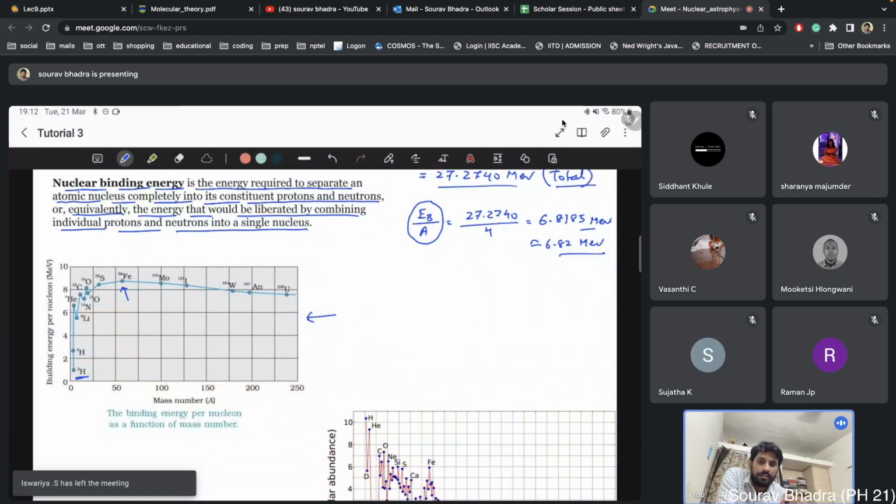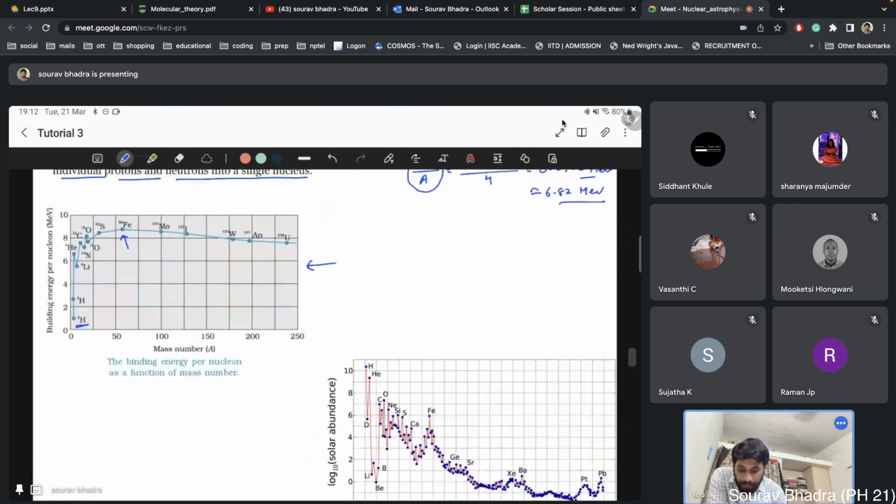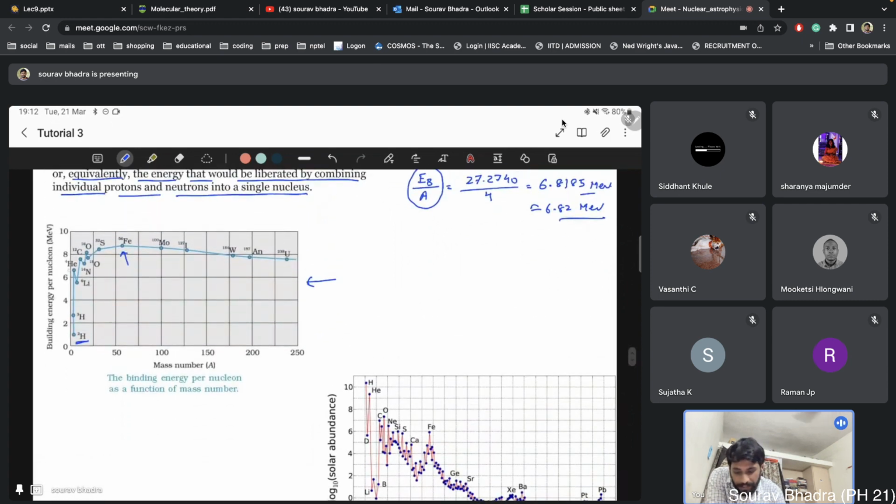That's why this is the most stable element, and there are also some other peaks. You can see these peaks. All these peaks are at particular numbers. The peak is at helium, at carbon, at oxygen. So there are peaks for these elements in the binding energy. Peaks mean those elements are more stable than the others.